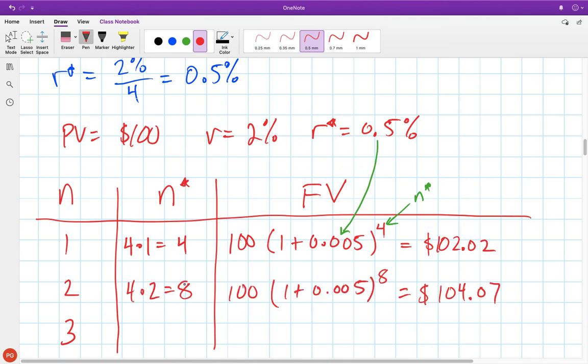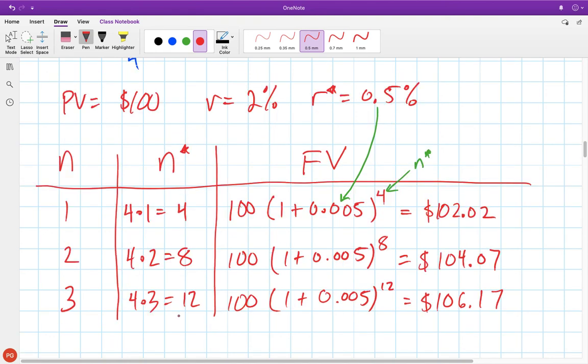For the next one, now we've done 8 compound periods after 2 years, we get $104.07, bigger than both our simple interest and our compounding annually answer. If we do this for 3 years, we get an even larger answer, $106.17. This is bigger than both the simple and the annually compounded interest.